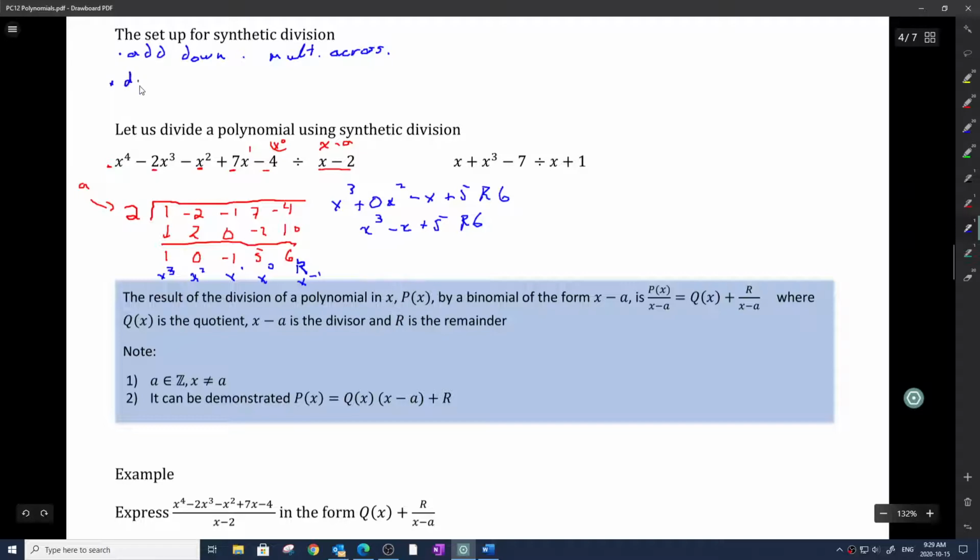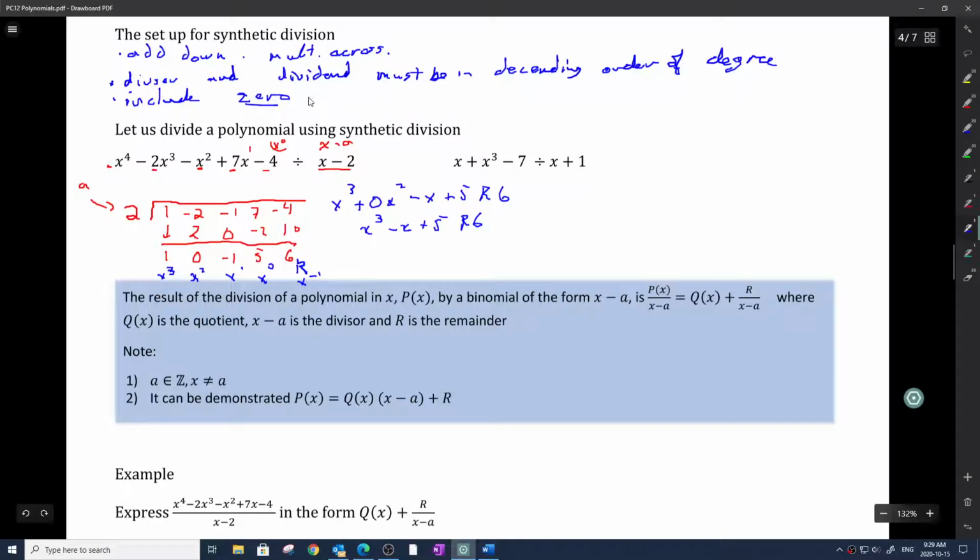So both the divisor and dividend must be in descending order of degree. Exactly what we have here. Include 0 coefficients. That is very important. If our coefficient is 0, we have to include our coefficient still, because 0 is a placeholder.